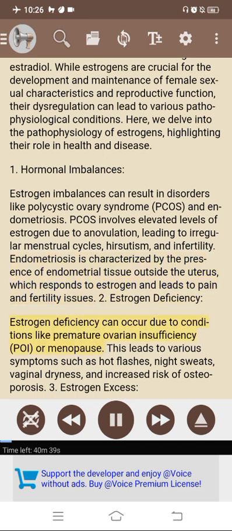2. Estrogen deficiency. Estrogen deficiency can occur due to conditions like premature ovarian insufficiency (POI) or menopause. This leads to various symptoms such as hot flashes, night sweats, vaginal dryness, and increased risk of osteoporosis.